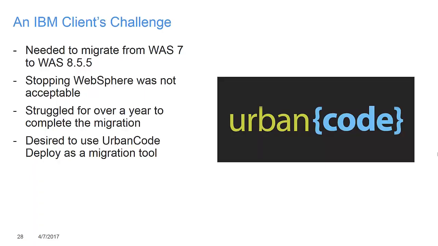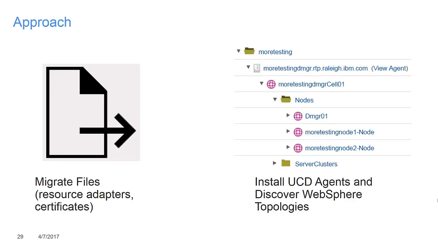IBM had a client that needed to migrate from WAS version 7 to WAS version 8.5.5. However, they had a requirement where WebSphere was not to be stopped during an upgrade, and this was really a blocker and a challenge for them. They struggled for over a year to complete the migration and were still having troubles. They looked into UrbanCode Deploy and saw how we managed WAS configurations and tried to use it to migrate their applications and configuration from one version of WAS to another. The next few slides describe the approach the client took to perform a migration using UrbanCode Deploy.